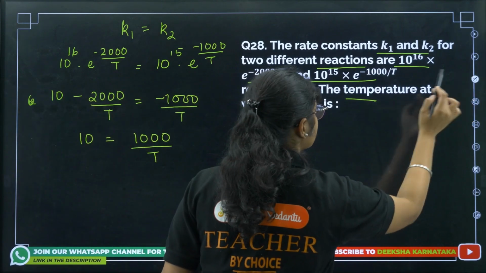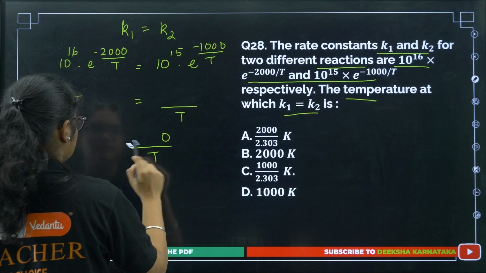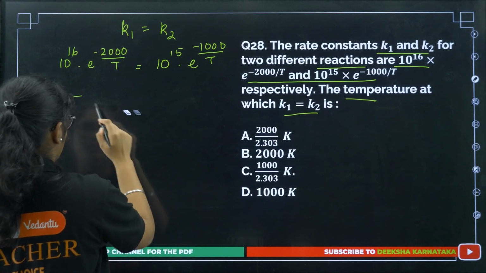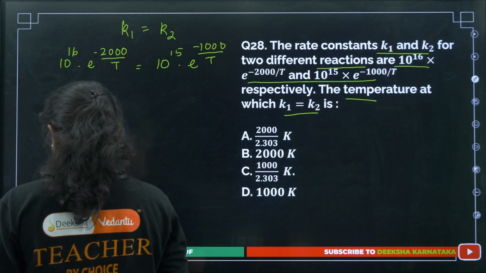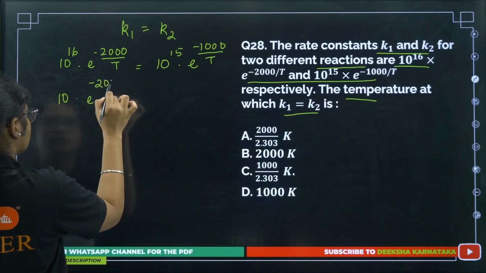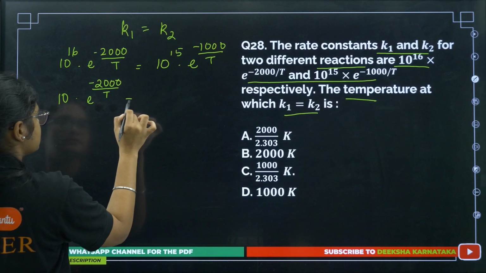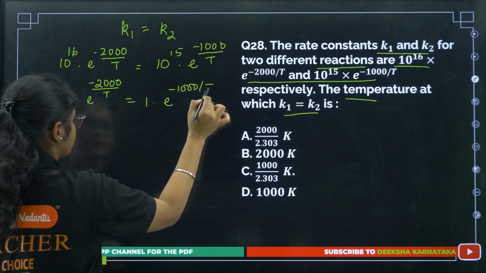I missed one step here. Okay, so first we'll divide this one by 10 to the power of 15. If I divide on the LHS, we will have 10, right? Here I will now have 10 into e to the power of minus 2000 by T is equal to 1 into e to the power of minus 1000 by T, right?